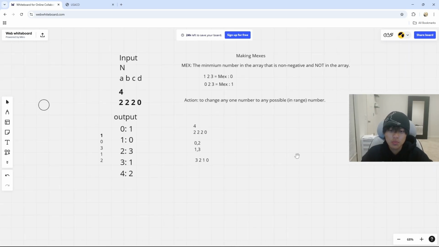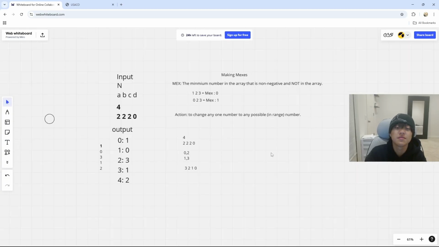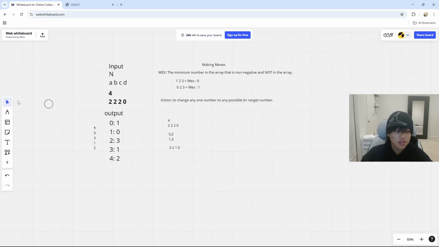Boom. That was the whole problem. Took me a long time to explain, but I explained it step by step. So let's go over the solution now. So here, you guys take a look at this if you need some time to re-understand. Okay. So now let's go over the solution.